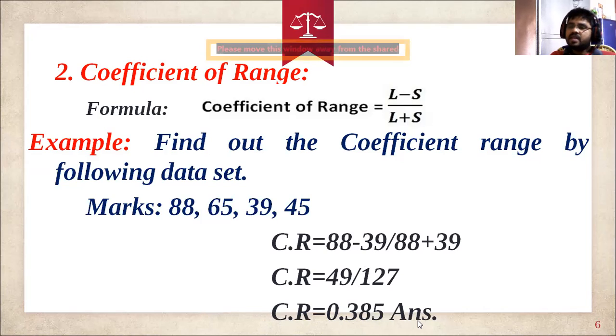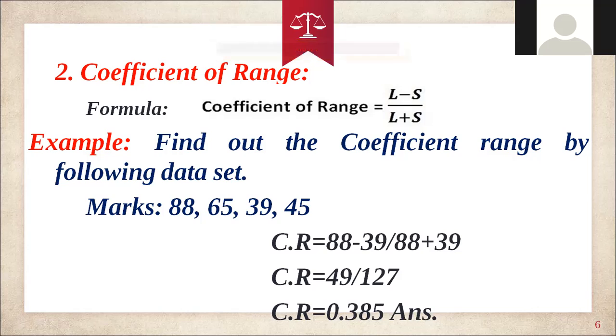0.385. Nothing but 38.5% of the variation or dispersion in the marks. Is it clear? We can express the coefficient of range in terms of percentage also. Here we can conclude that among these 4 marks, there is a 38.5% variation in the external marks. Is it clear now? Yes, sir.